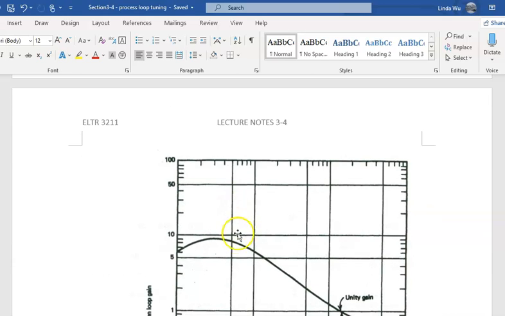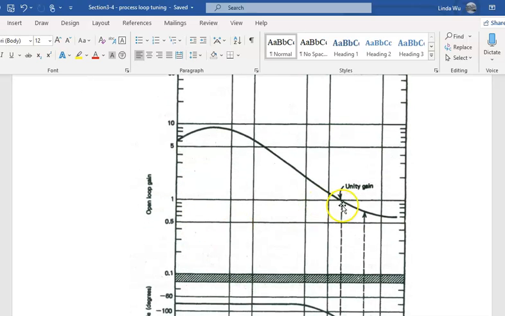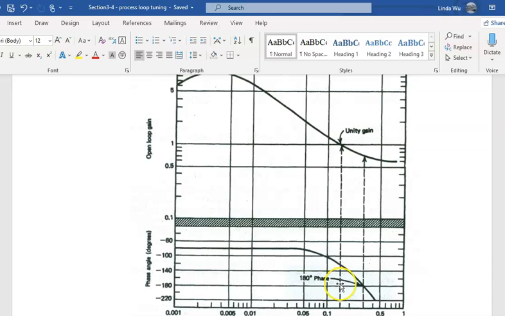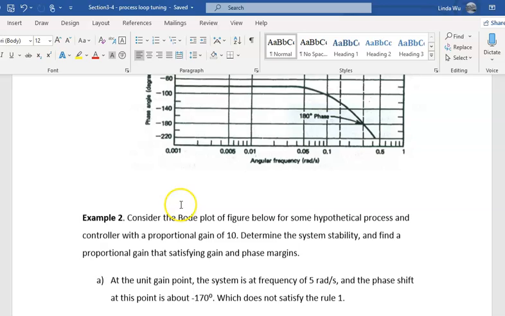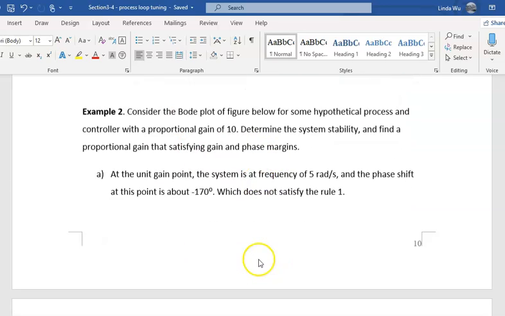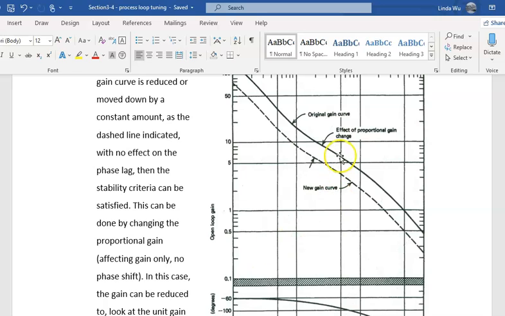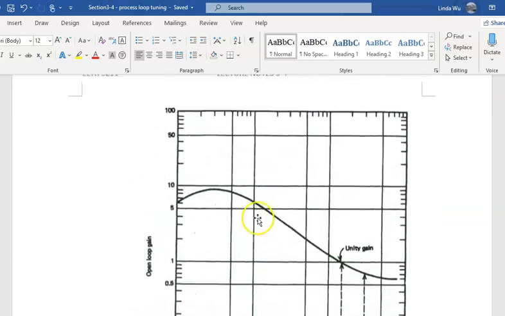Basically we use this example: at unity gain, what's the phase angle? That's basically at this point. And then at -180 degrees, what's our gain? Remember we require 0.5 at this point, but this value is obviously larger than 0.5. So you can look at this example's solutions. We want this one to move down some values and then fit our rules.